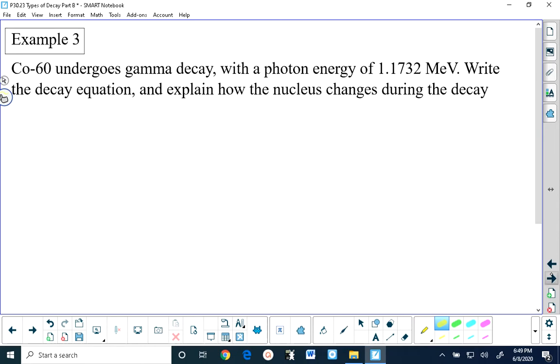As an example, let's just say that we have a nucleus. It happens to be cobalt-60. It undergoes gamma decay, and the photon energy is 1.1732 million electron volts.